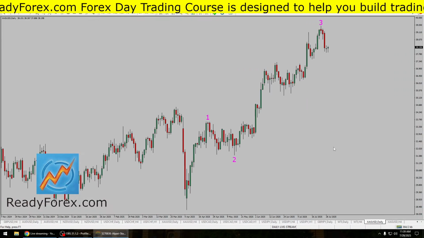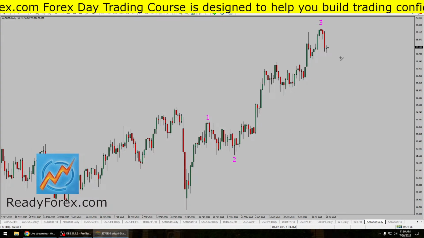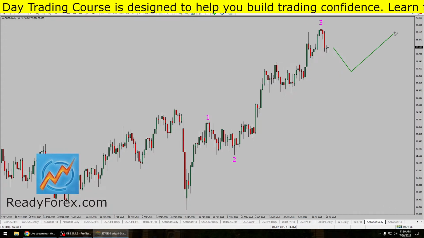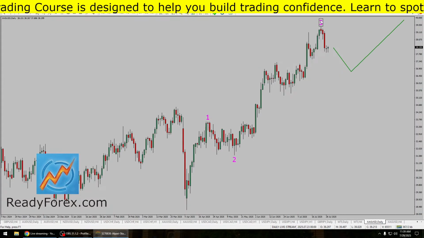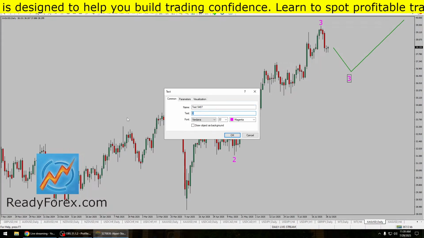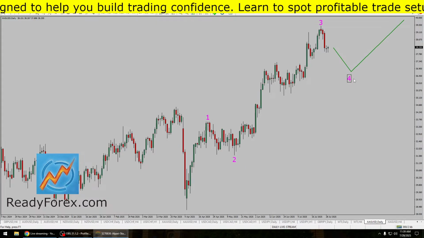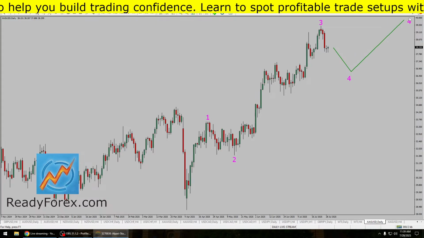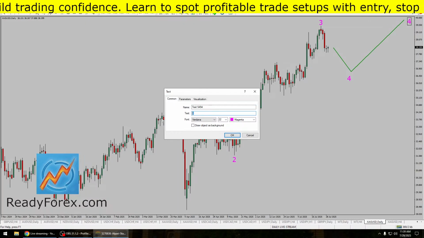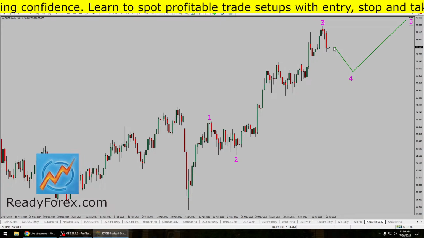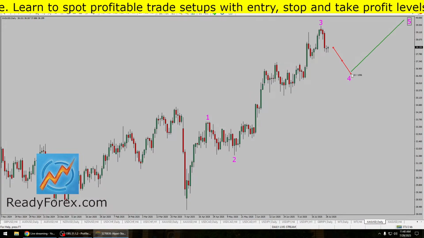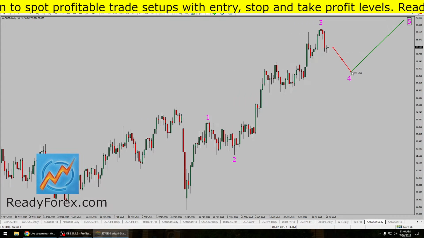In 4-hour, in daily, I'm looking for this wave 4 over here, by the way. Okay, and after wave 4, expect wave 5 as well. Let me write it down. Wave number 4, and then expect a bullish impulse wave 5. Okay, so I think this looks good. Let me adjust the trend line.